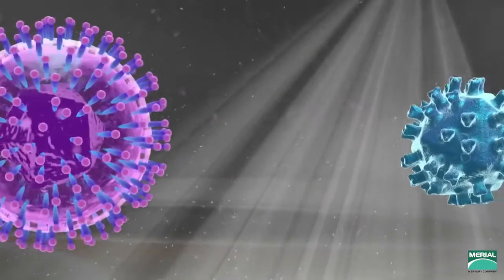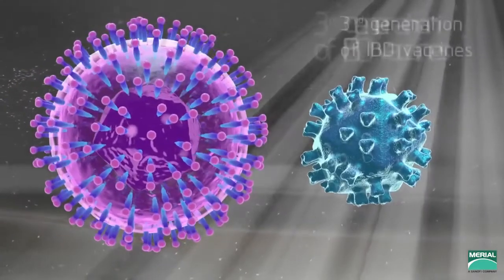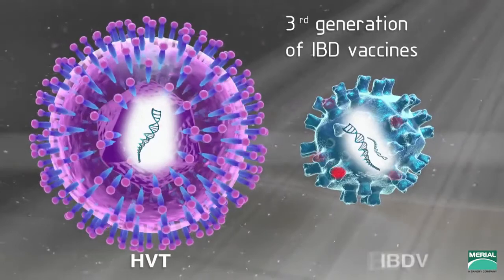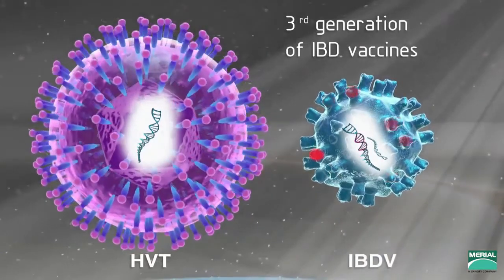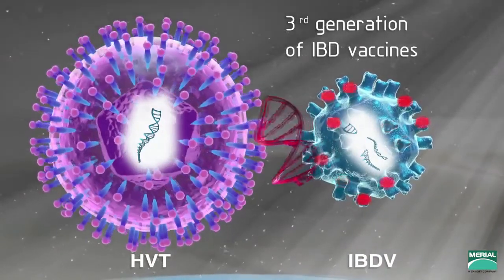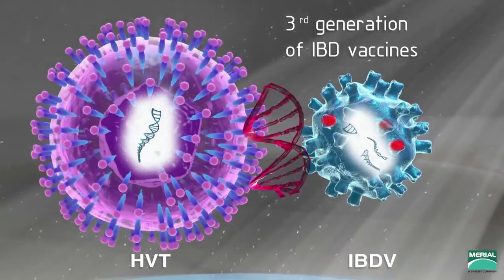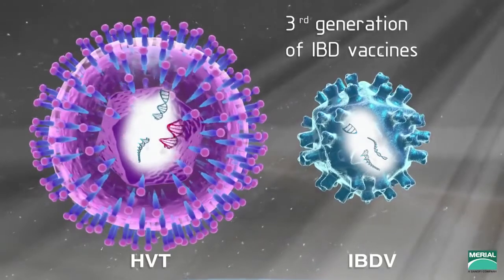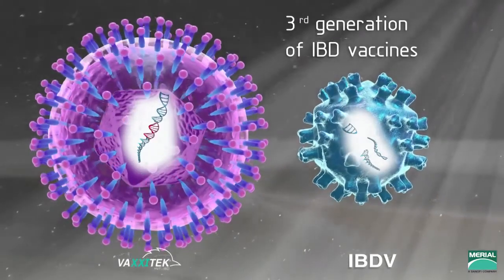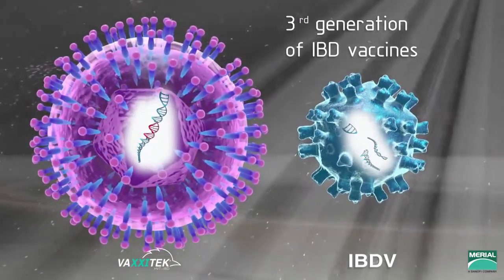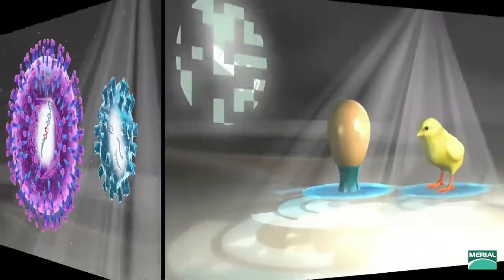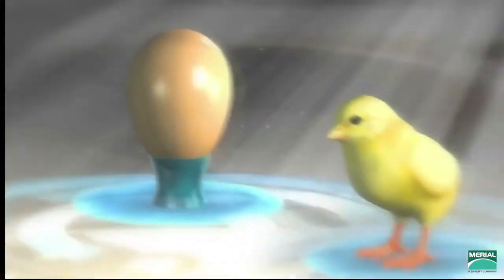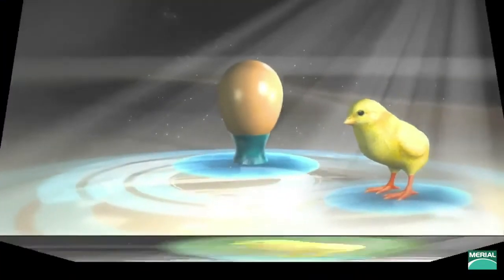New biotechnologies were needed to develop the third generation of IBD vaccines, a vector vaccine based on the HVT virus widely used to prevent Marek's disease. The gene coding for the VP2 protein of the IBD virus was transferred into the HVT genome to generate the Vaccitech HVT plus IBD vector vaccine. Vaccitech is also administered at the hatchery, either in ovo or subcutaneously.